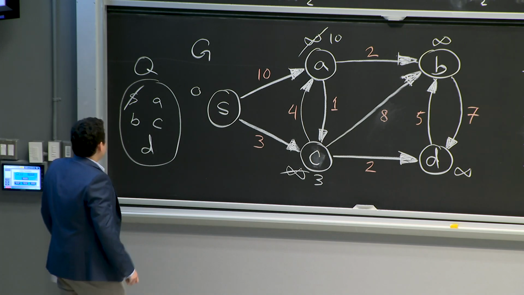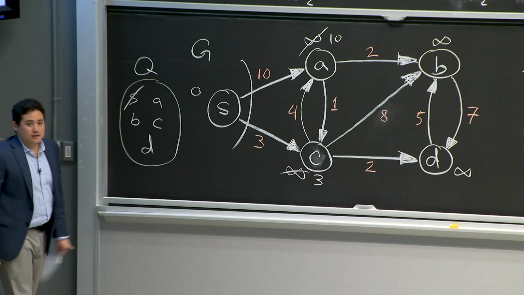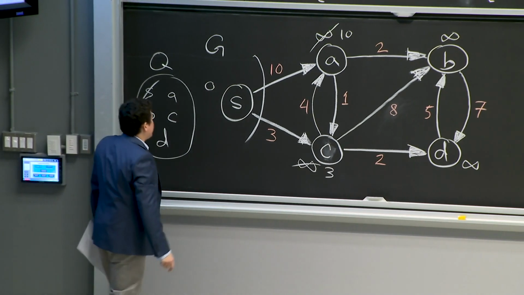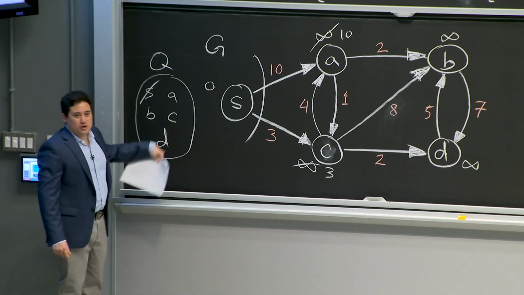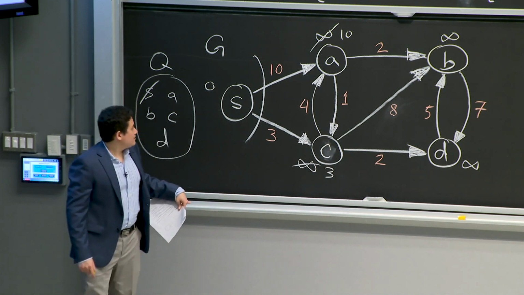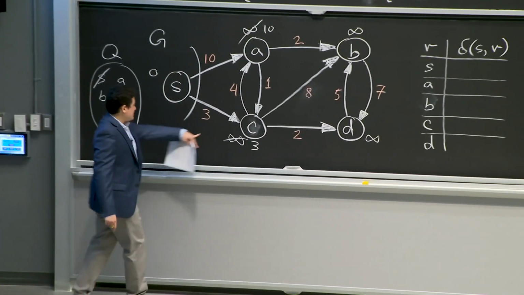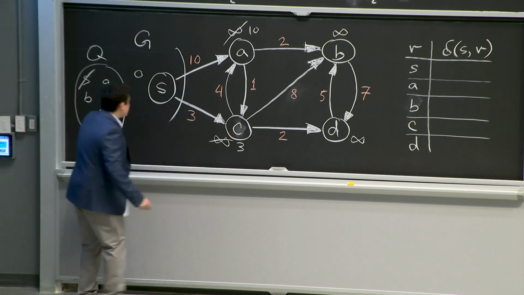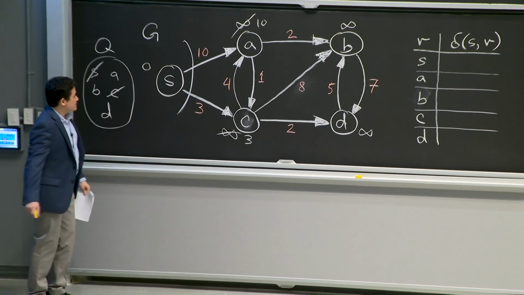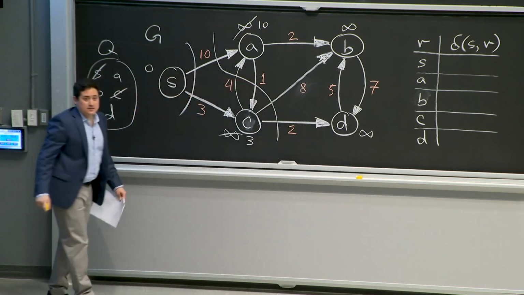OK? Now, next step of the algorithm, S is done, right? I've processed everything distance 0 away. But I'm now going to use my priority queue to say, which of my vertices has the shortest distance estimate now? So which one is it? A, B, or C, or D? Yeah, it's C, right? 3 is smaller than 10. So Q is going to magically delete C for me, tell me what that is. And now I'm going to process that, right? I've now changed my boundary to this, okay?